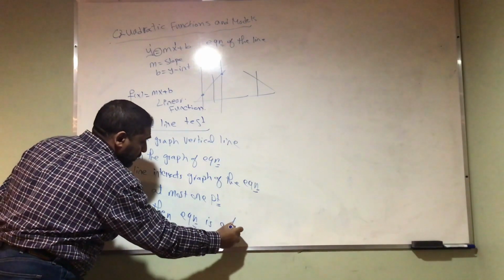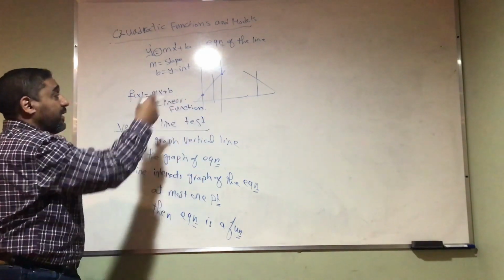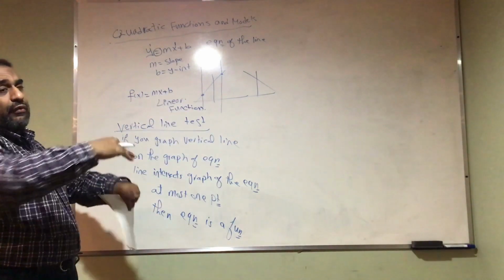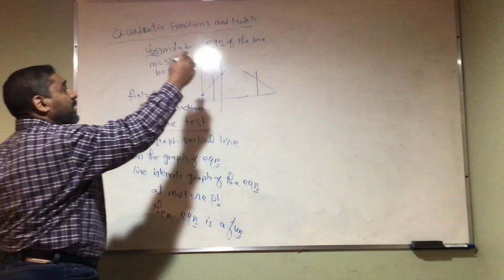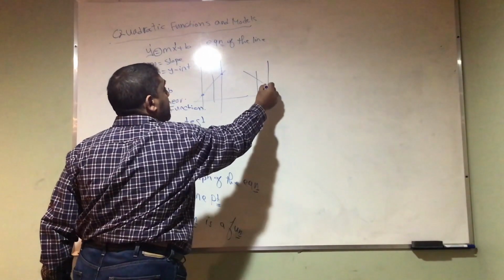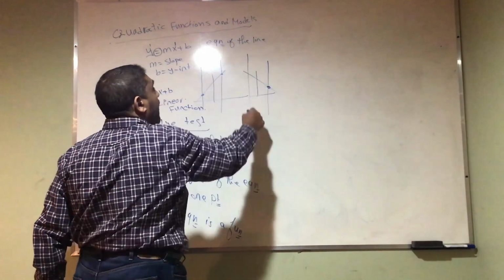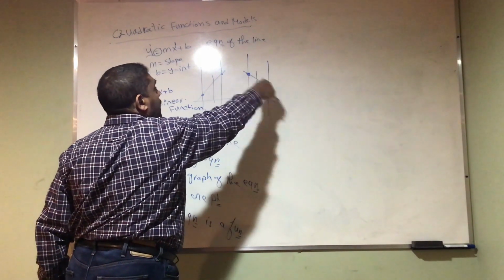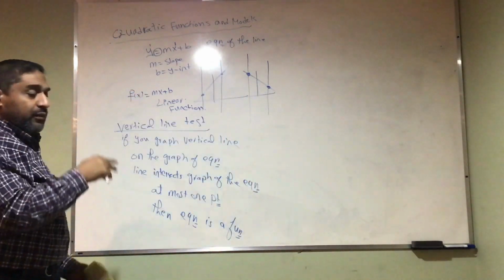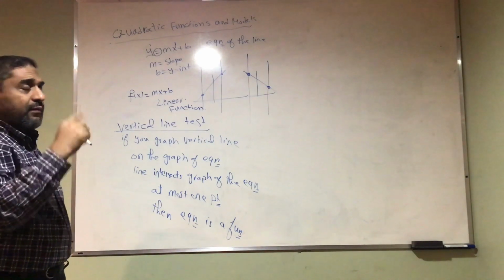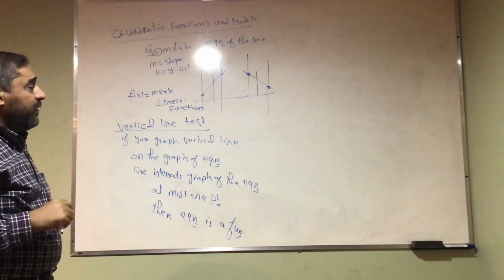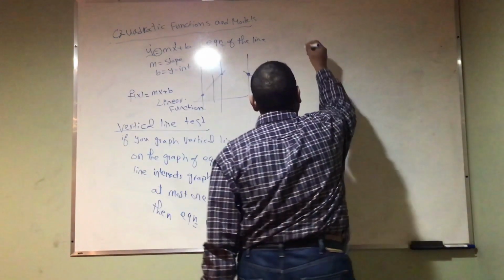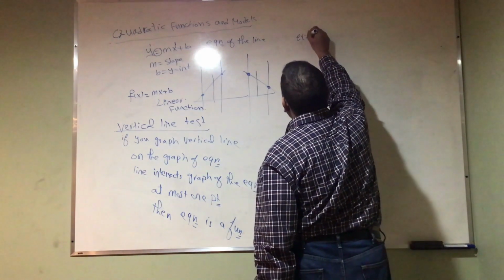Okay, guys? So for example, here that is a line, the equation of any line. So it's very clear. If you take a vertical line like this, it intersects the graph at most one point. If I take any vertical line, you will see it intersects the graph of the line at most one point. All right. So let me take another example to apply the vertical line test.